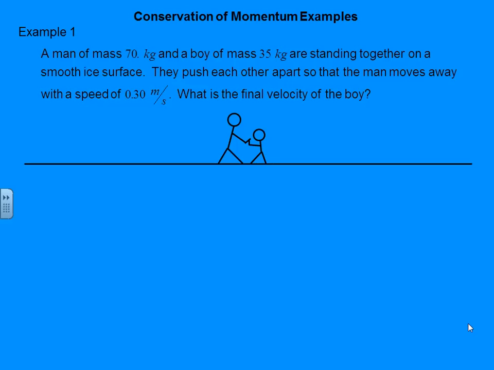So here's example one. You've got a man of 70 kilograms and a boy of mass 35 kilograms standing together on a smooth ice surface. It's ice so that we don't have to worry about friction, and therefore there are no external forces. They push each other apart, so the man moves away with a speed of 0.30 meters per second. What is the final velocity of the boy?